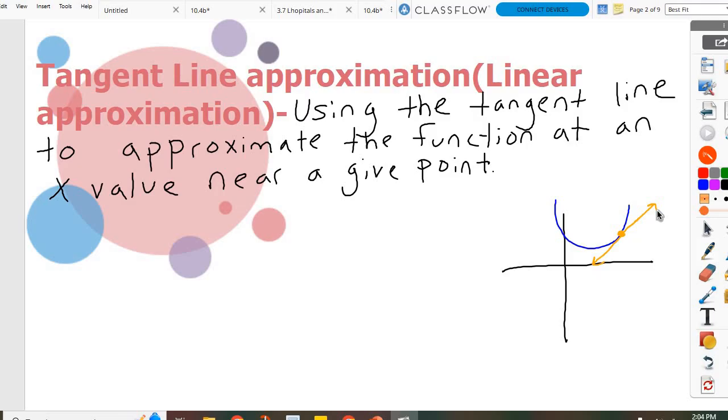So what we're going to do now is we're still going to be finding the equation of a tangent line. So we're going to say that this x value is at A, which means that the y value is the function, f of A.